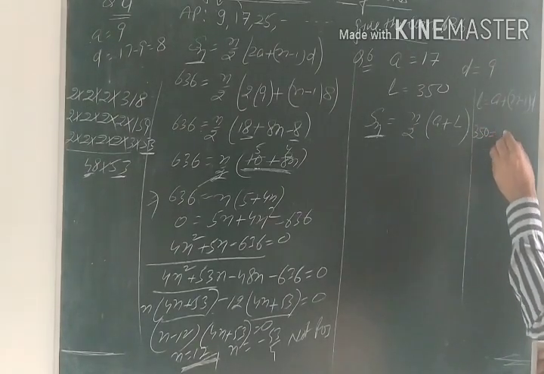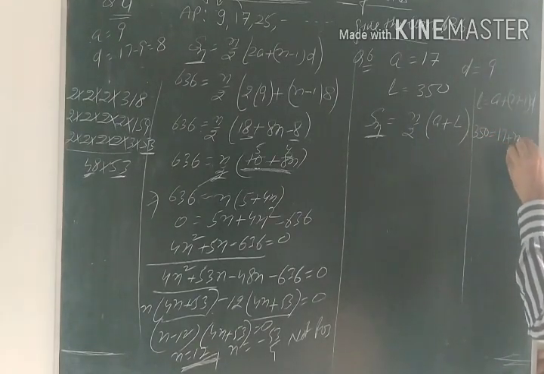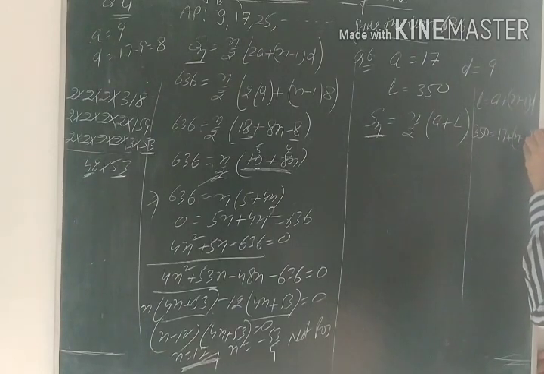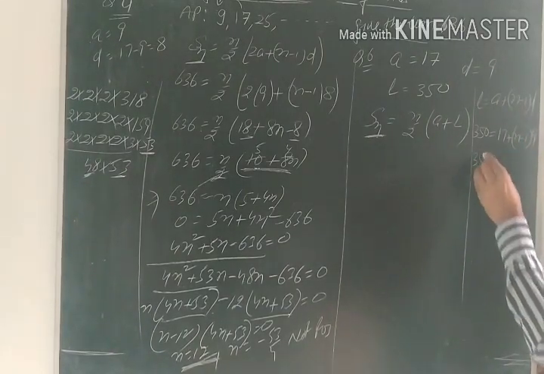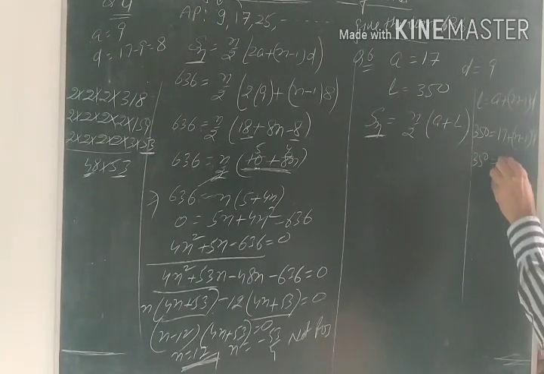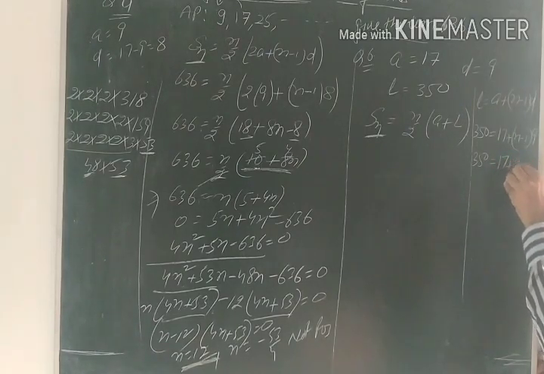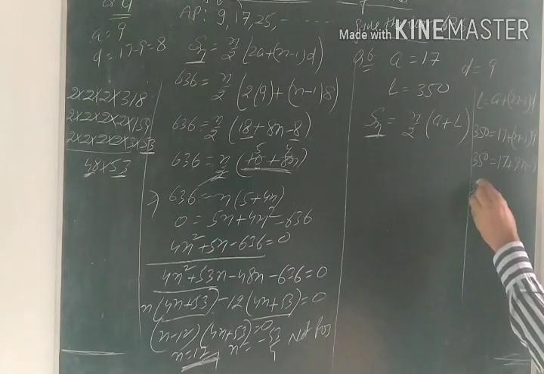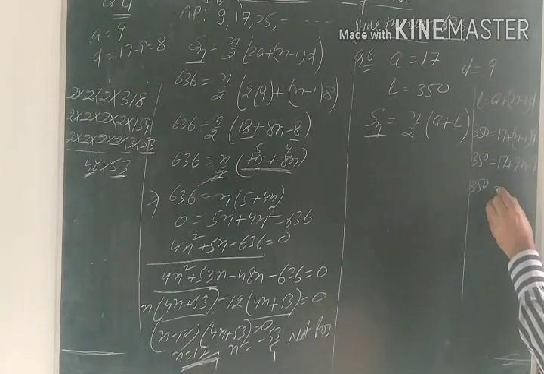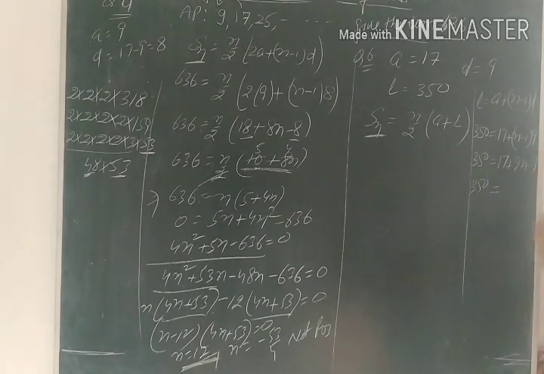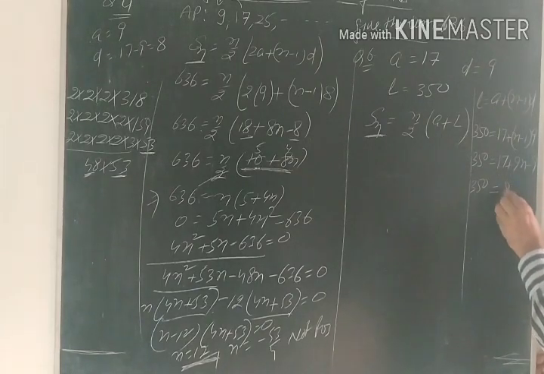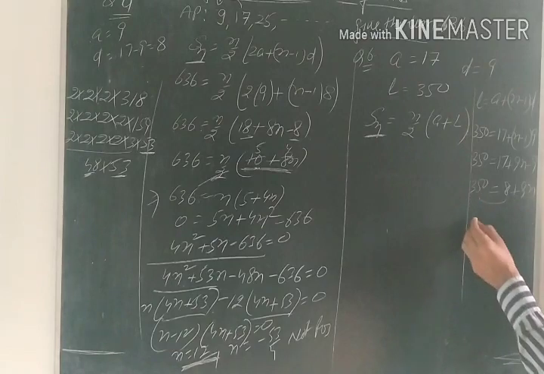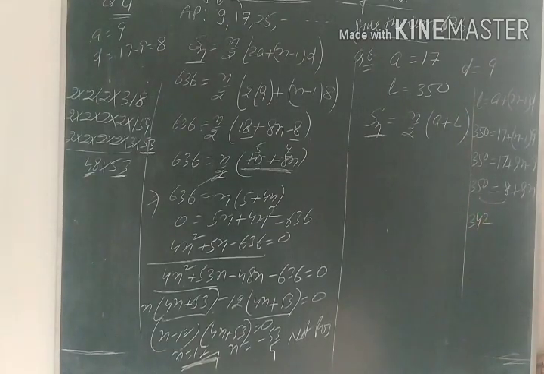The last term is 350, a is 17, and we have to find n, and d is 9. So 350 = 17 + (n − 1) × 9, and this we can write as 350 = 17 + 9n − 9. How much? 8 + 9n, and this 8 we transfer here, then 342 = 9n.